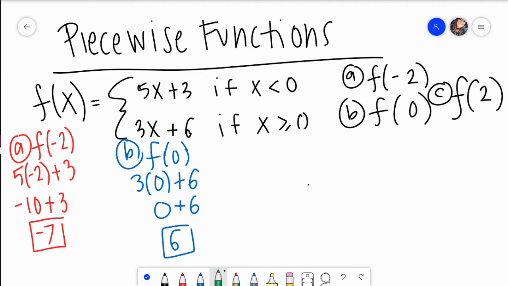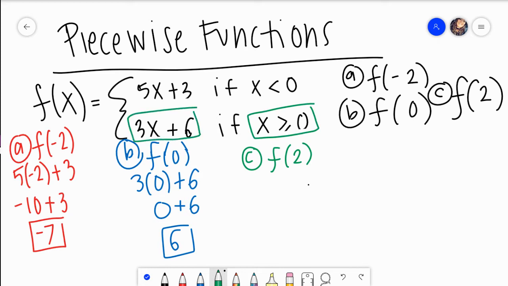And then lastly, it gives us c, wants us to find f of 2. That would be this condition, which means we would use that function. So if we plug it in, we get 3 times 2 plus 6. 3 times 2 is 6. Signs are the same, so it's positive. If we add 6 to that, we get 12. And so that would be evaluating at given values.